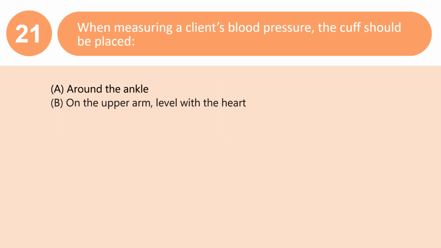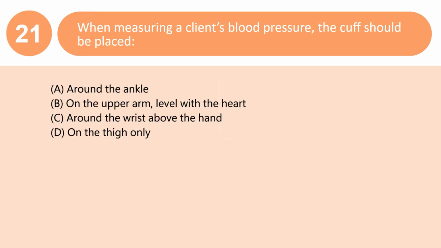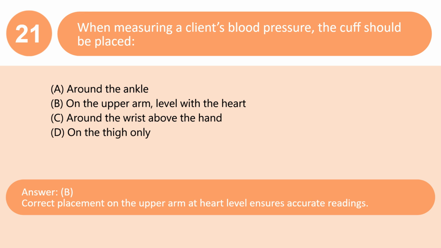When measuring a client's blood pressure, the cuff should be placed A. Around the ankle. B. On the upper arm, level with the heart. C. Around the wrist above the hand. D. On the thigh only. Answer B. Correct placement on the upper arm at heart level ensures accurate readings.